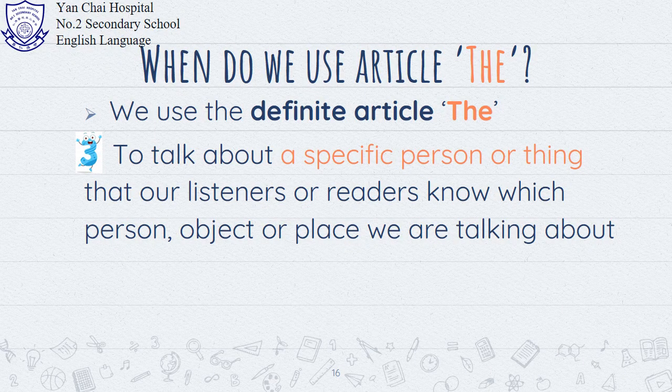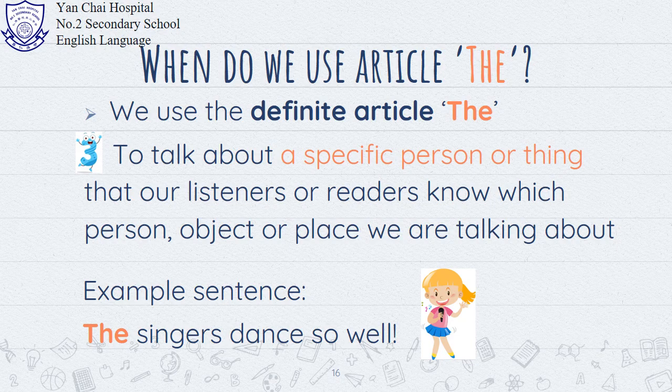We use the to talk about a specific person or thing that our listeners or readers know which person, object, or place we are talking about. Example sentence: the singers dance so well.